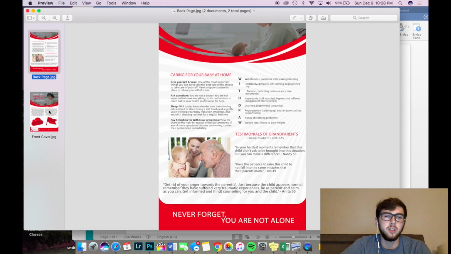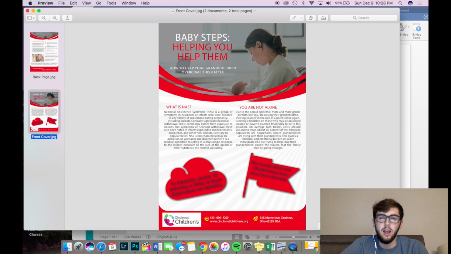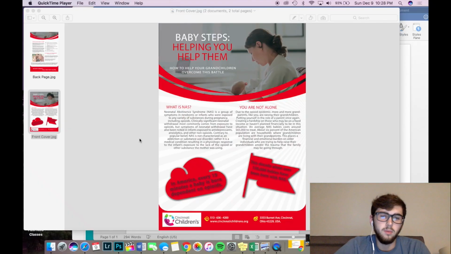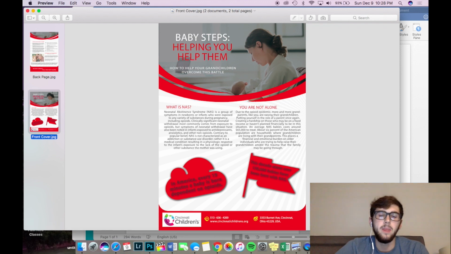And so to explain where I think this brochure should be distributed, I think that it would be best distributed probably at the hospital, which is why I put Cincinnati Children's there at the bottom. Being distributed at the hospital would be the biggest benefit, giving it to the grandparents who are there at the hospital with the parents of the kids to let them learn about what NAS is and have them ask any questions or anything that they could do.